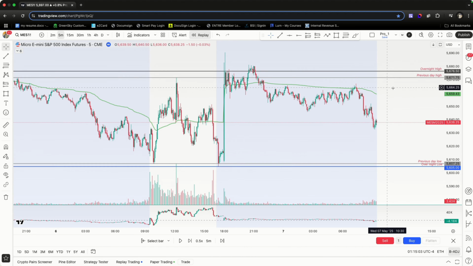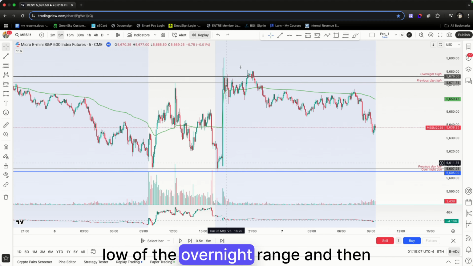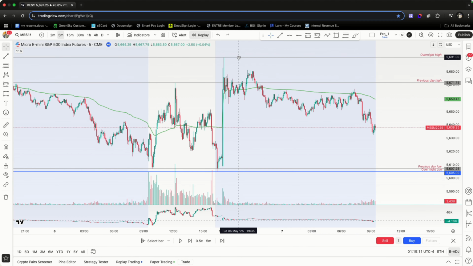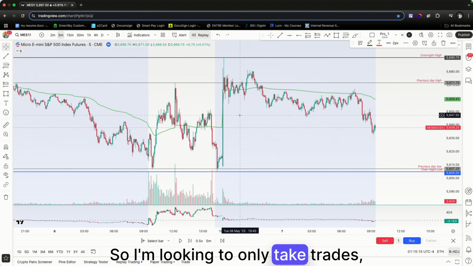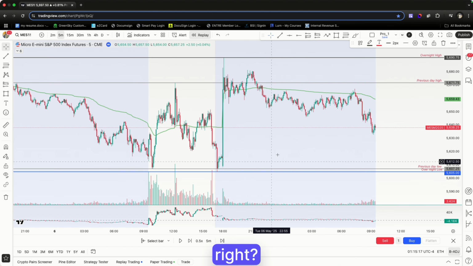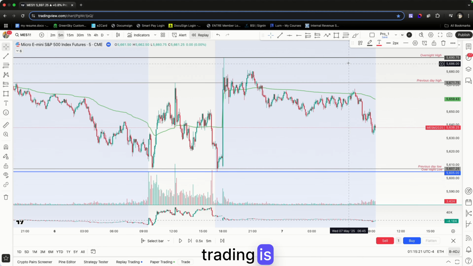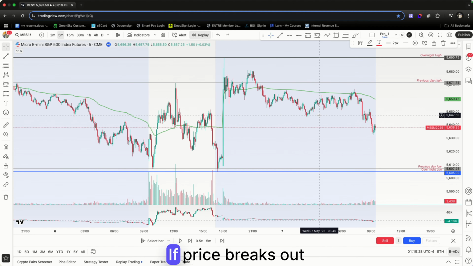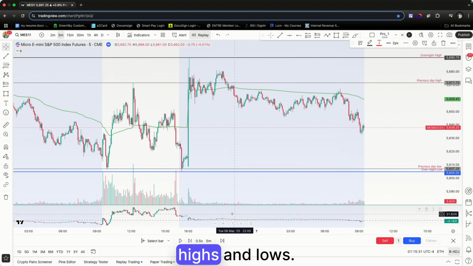So we have the low of the overnight range, and then we're going to get the high of the overnight range. So I'm looking to only take trades, right? Not only take trades, but the first area that I am looking to trade is inside the previous day and the overnight range if price breaks out the previous day's highs and lows.